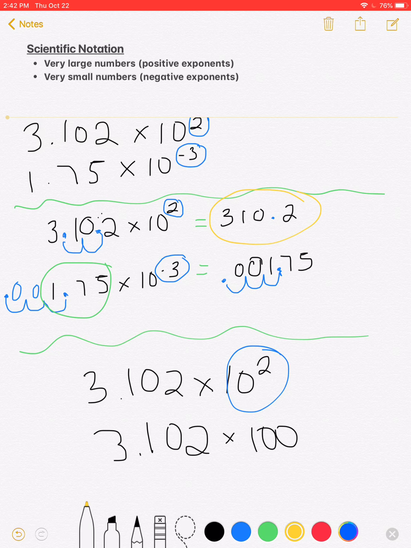So, that's the basic rundown of scientific notation. Hopefully this makes a little bit of sense. All you have to do is move your decimal the number of spaces to the left or right, depending on whether your exponent is positive or negative, and then the number of the exponent will tell you how many spaces to move it.